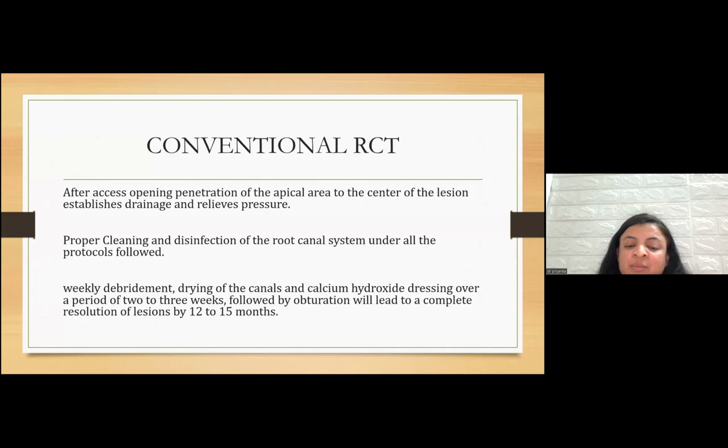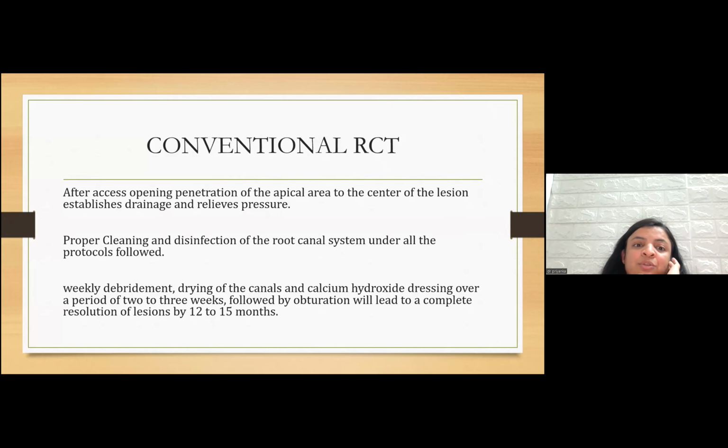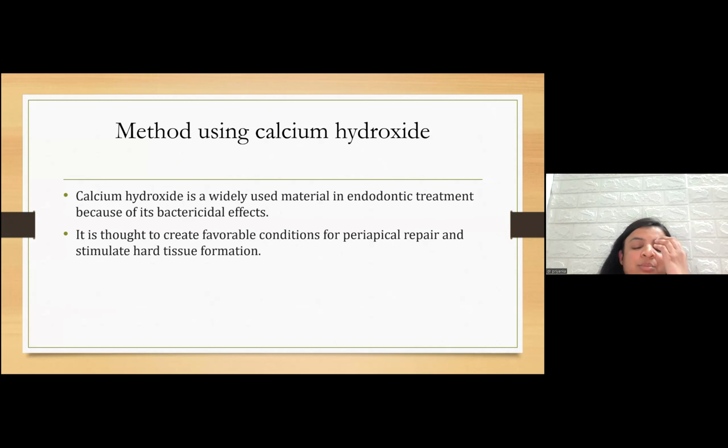So weekly debridement, drying of the canals, and calcium hydroxide dressing over a period of 2 or 3 weeks, followed by obturation, will lead to a complete resolution of the lesion by 12 to 15 months. When I talk about obturation, the favorable material for me is bioceramics, or I would like to use MTA for the obturation whenever there is a periapical lesion present.